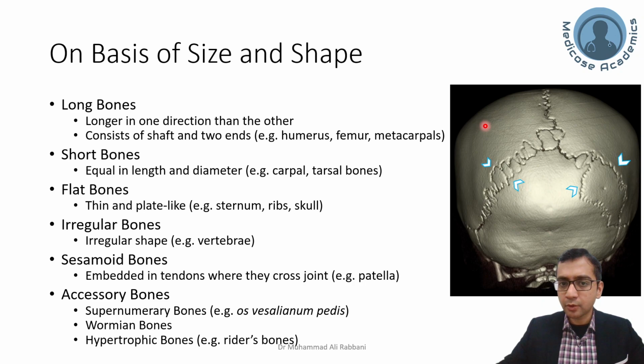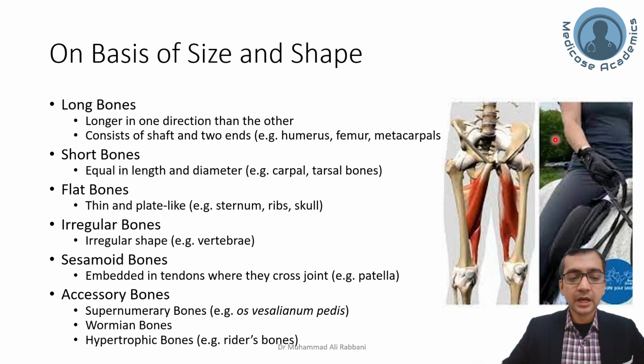This is the occipital bone. This is the parietal bone. This is the joint between them. And in the wavy joint, this bone is isolated. This bone is isolated. Such bones which are in the sutures and become independent of either of the two bones making the joint are known as Wormian bones.